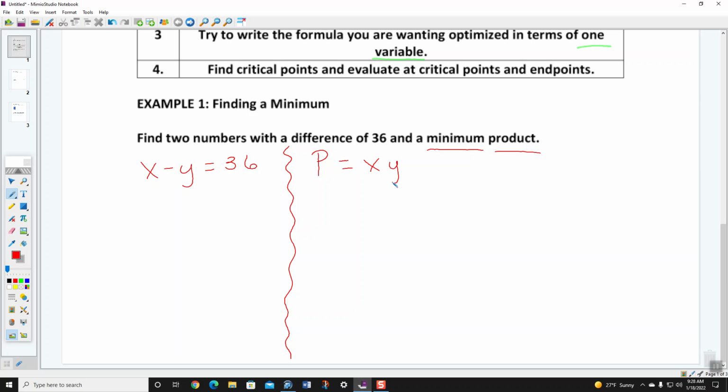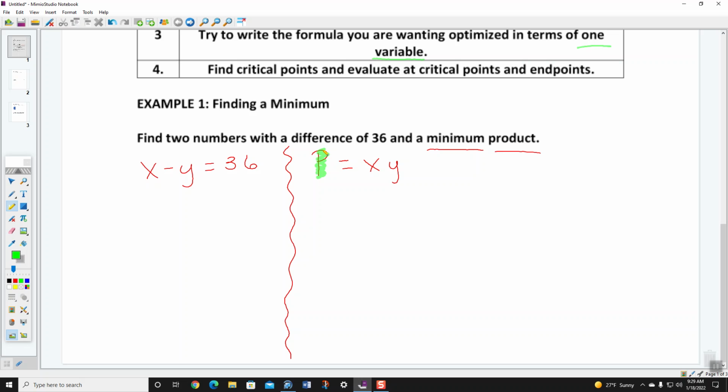Alright, let's think about this. Alright, what did step 1 say to do? Find two numbers with a difference of 36. Okay, so in our tips for optimization, that 4-step table there, what's the first step say to do? Understand what you need to optimize. We need to optimize our product right here, don't we? We need to find p prime, don't we? But isn't the product set up in terms of two variables? X and what?